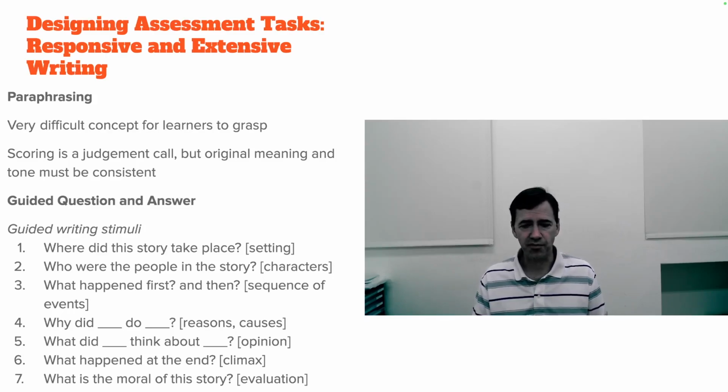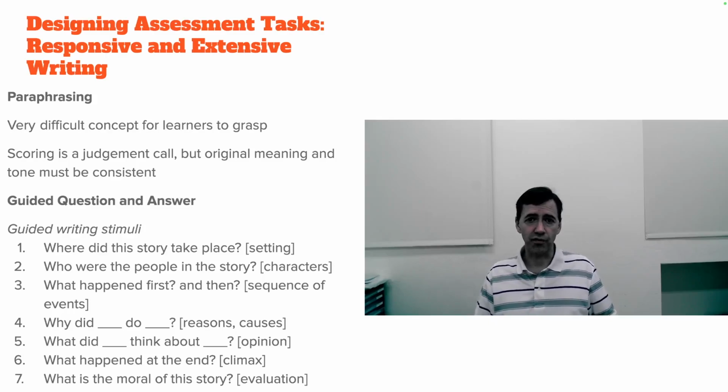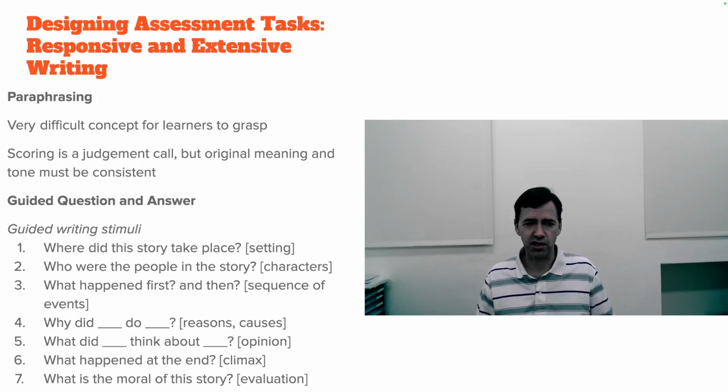Now, when you score something like this, it's really up to you how you do it, whether you want to even give a score or just give feedback, if you want to do holistic or analytic. But it's important that the original meaning and tone are the same. Okay, the second type you can do is guided answer and question.